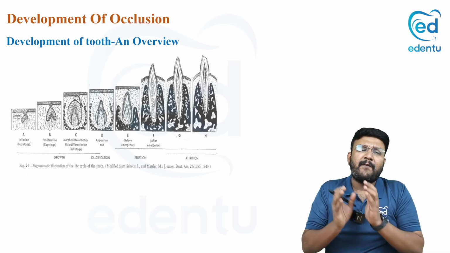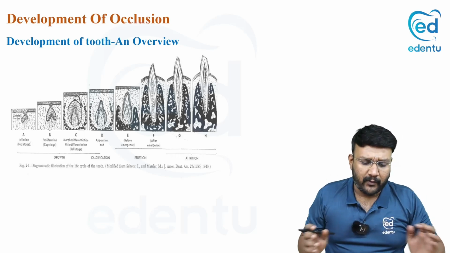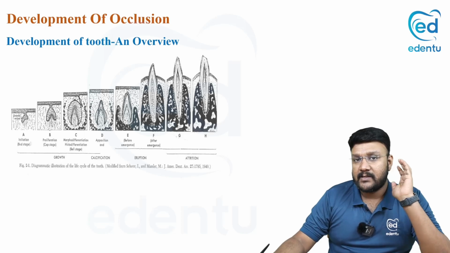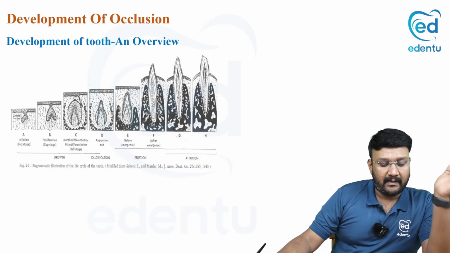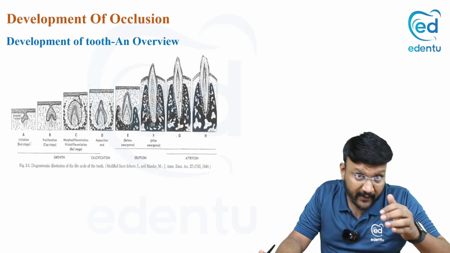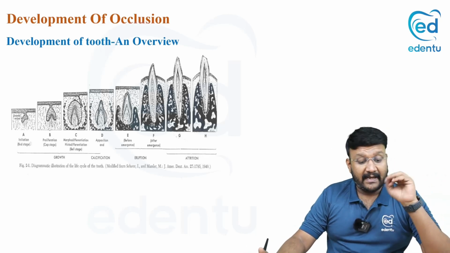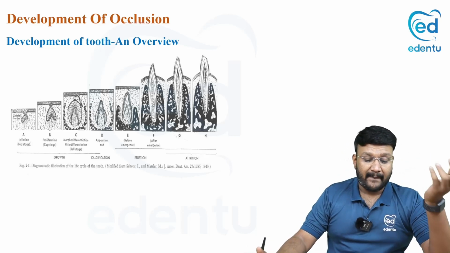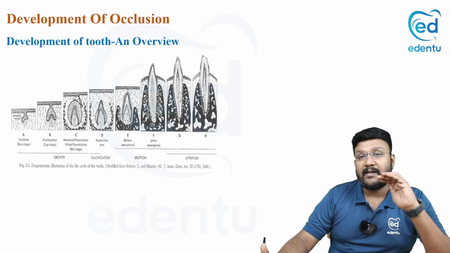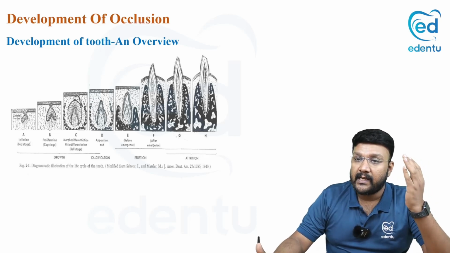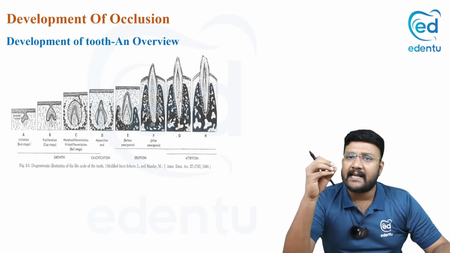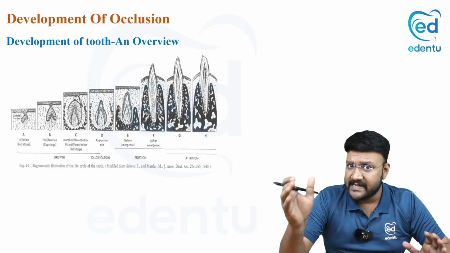Before we start with the development of occlusion, you should know the different stages of development of a tooth. There is something called initiation, that is the bud stage. Then there is the proliferative stage, that is the cap stage. Then morphodifferentiation, that is the bell stage. Then calcification happens, and only then will the tooth start emerging into the oral cavity. I'll just be giving an insight on development of teeth. I won't be going into detail about that.